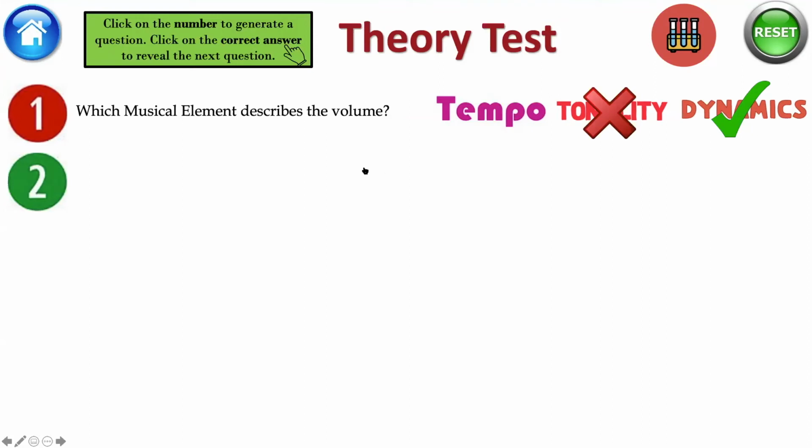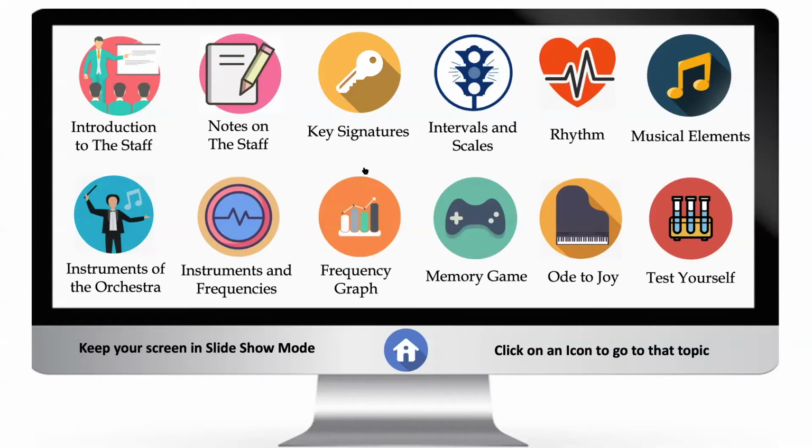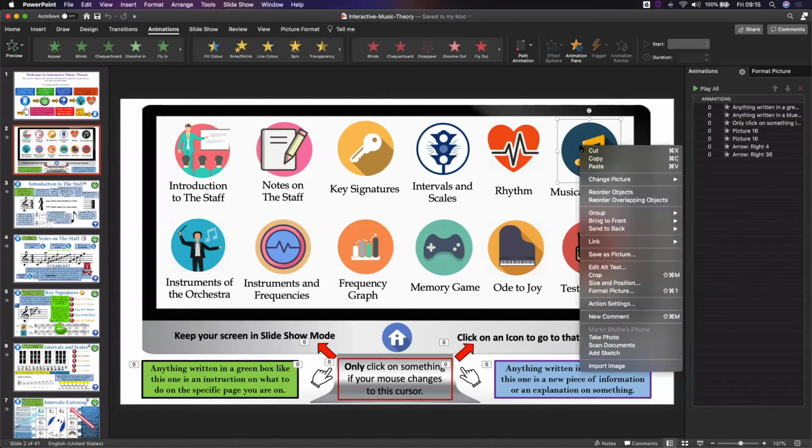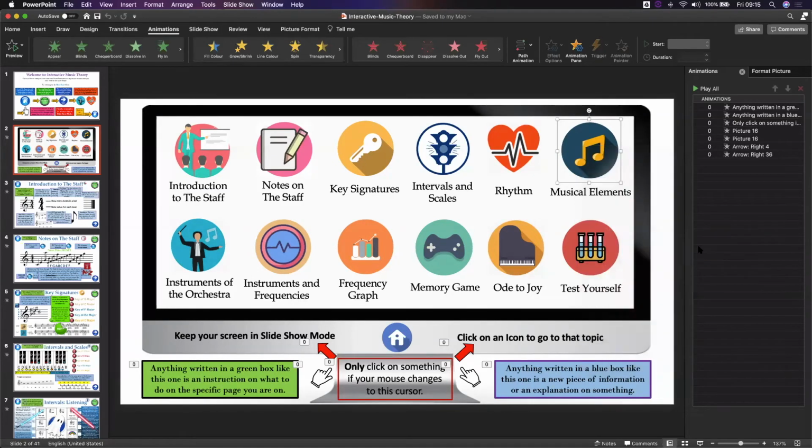So how this actually looks from the point of view of outside of slideshow mode. Each individual icon and image, as I said, is linked to a specific part of the PowerPoint. So if we look at the musical elements, for example, and I right click and I go to link, I want to edit this link.